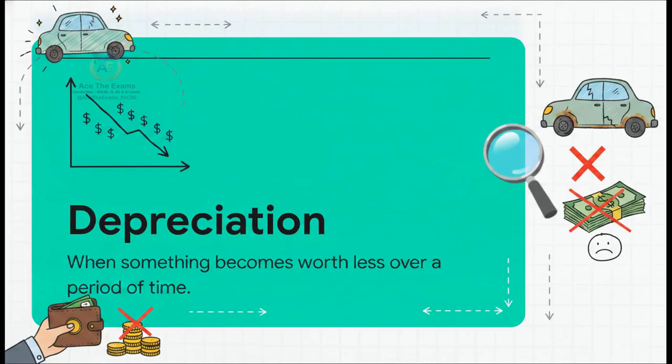It occurs when an asset simply becomes worth less over a period of time. It is the ultimate, silent enemy of your original cost price. And Cambridge examiners absolutely love testing your understanding of this concept because it requires you to track value backwards. Let's see how this destructive force actually looks when we put real exam-style numbers to it.